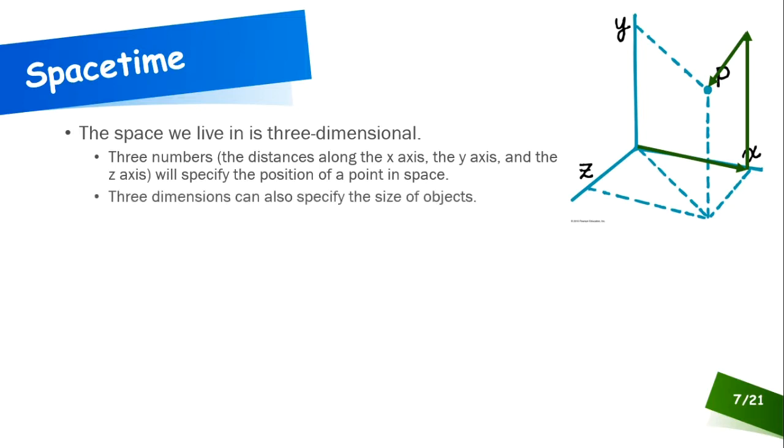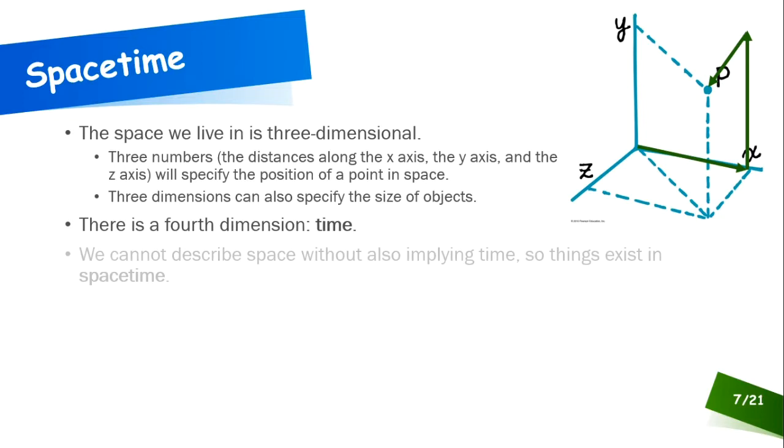And 3 dimensions can also be used to specify the size of objects. So you've got length, width, and height. Then we can use those to specify the size of an object. But there's a 4th dimension that we need to consider, and that is time. Because an object may be in one position at one point in time, but have a completely different position at a different point in time. Or it could have the same position at a different point in time. So there's a 4th dimension here that we need to consider, which is time. And this brings us to the idea of space-time.